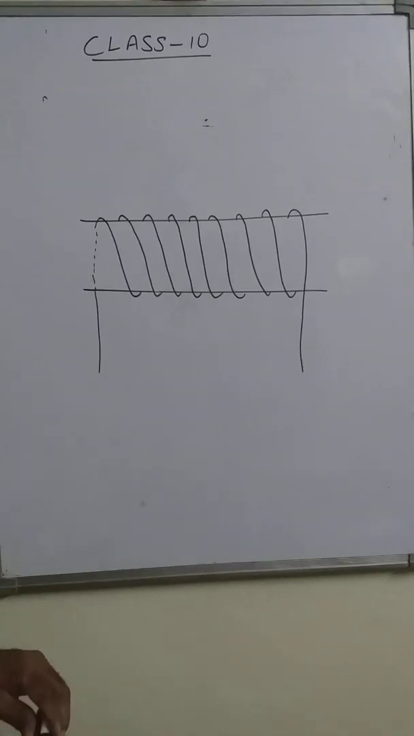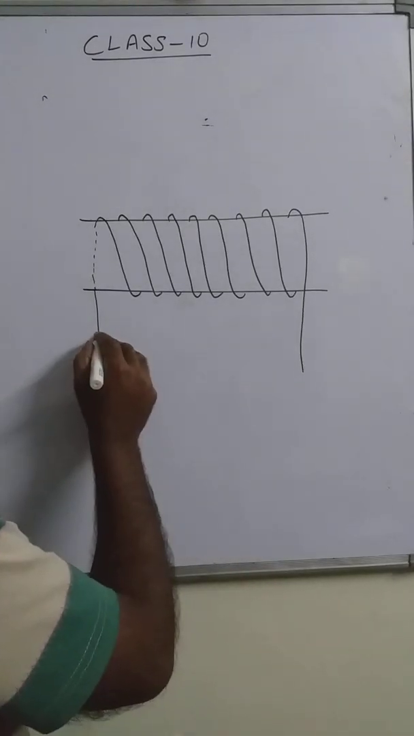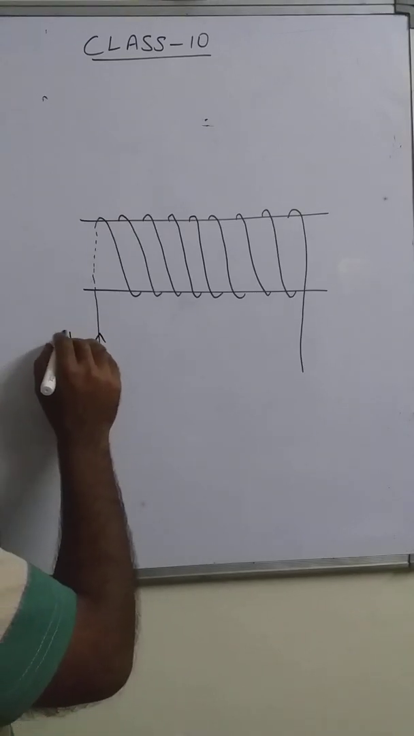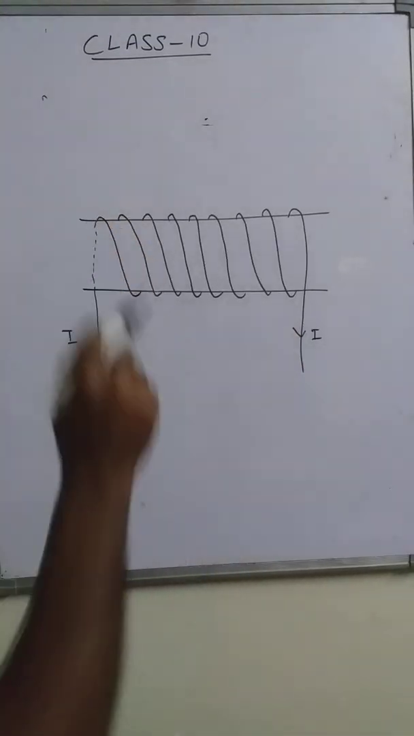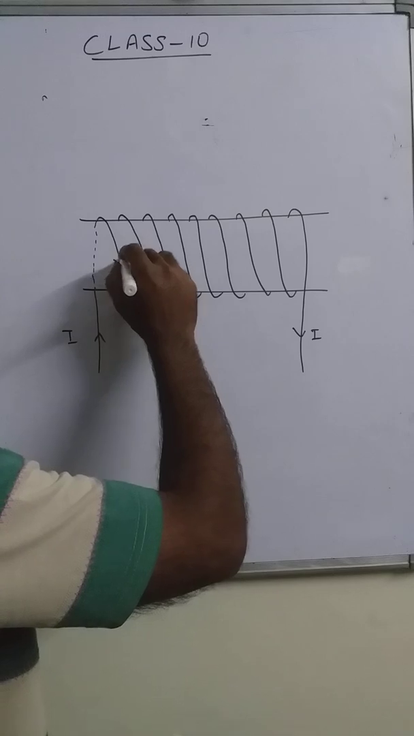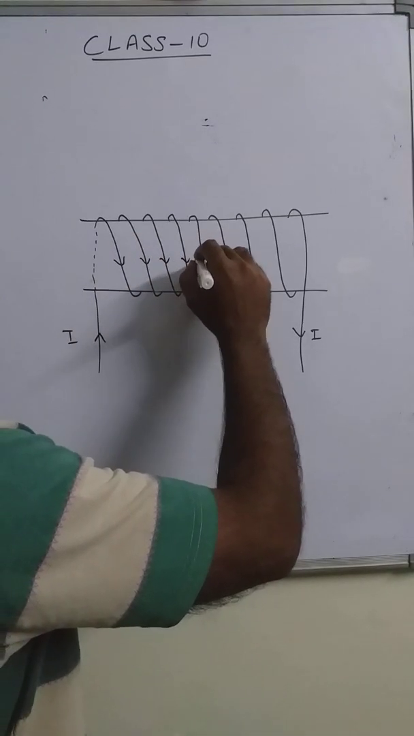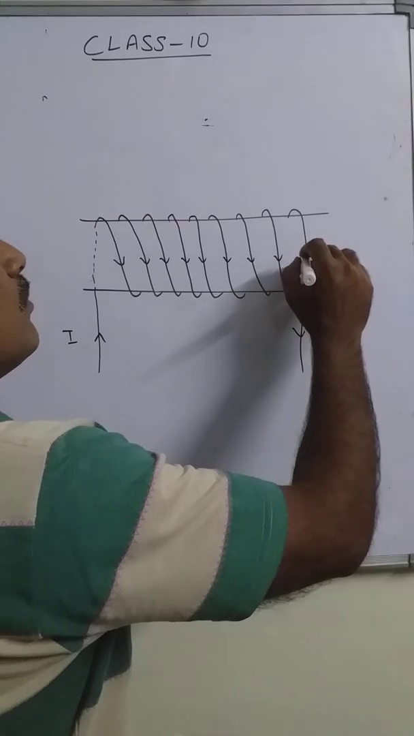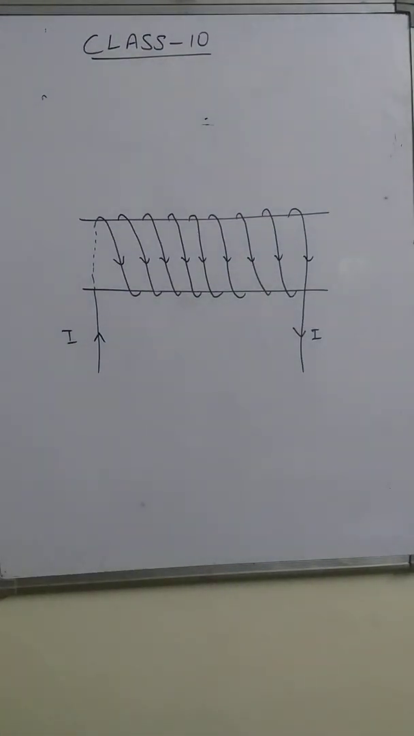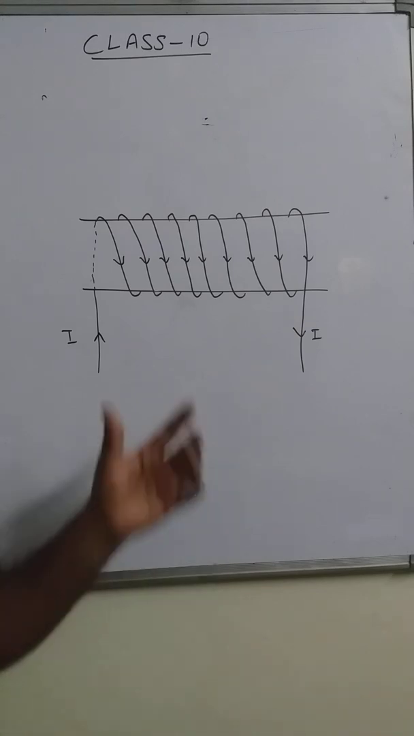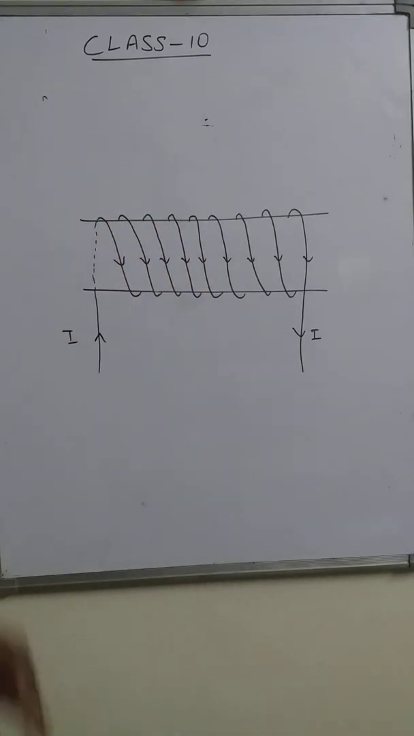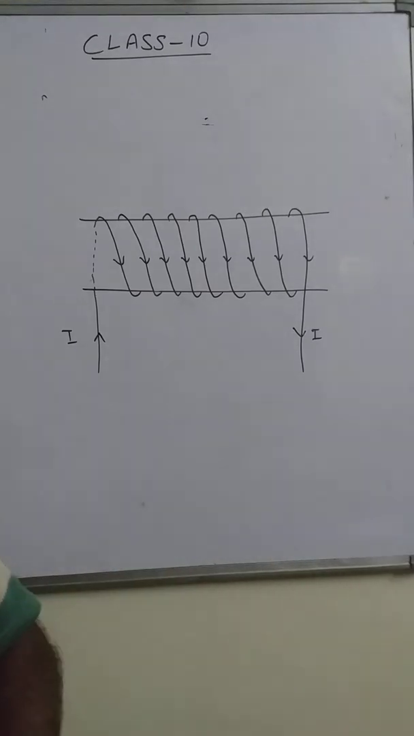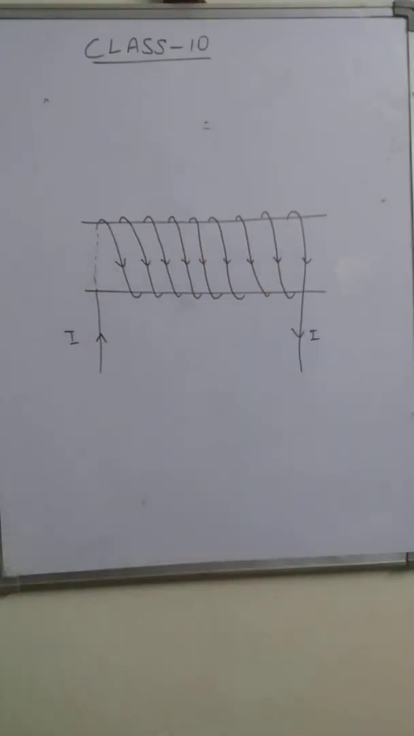Now, let the current flow in this direction. The amount of current that flows through this is I. The current I is passing through this material, and in this solenoid the current is flowing like this, right? Now this also produces a magnetic field, and the magnetic field will be outside the solenoid and also inside the solenoid. How can we find out the magnetic field pattern due to this current carrying solenoid?